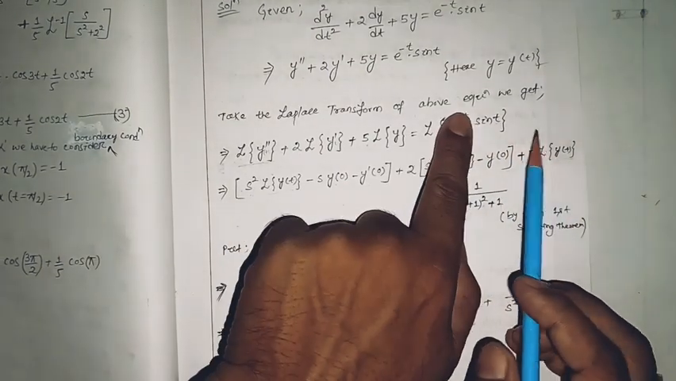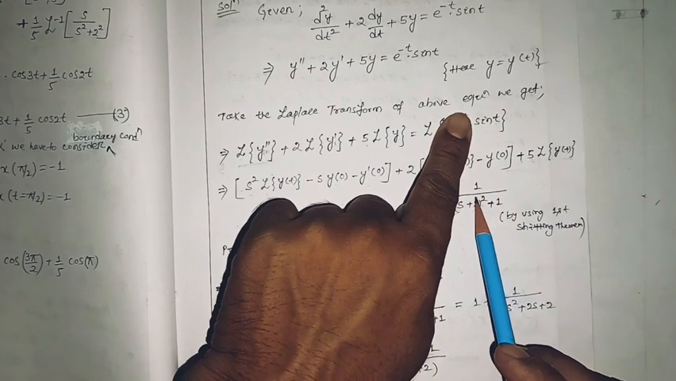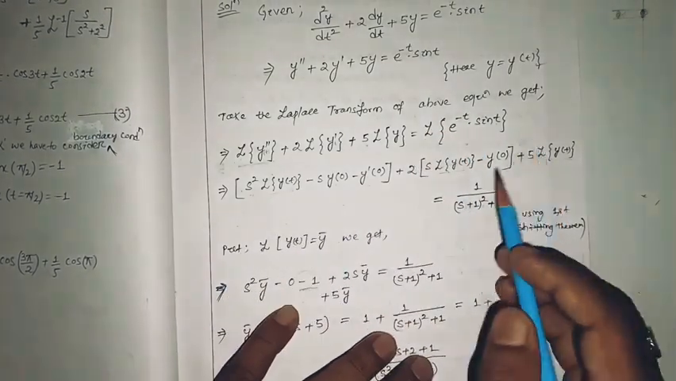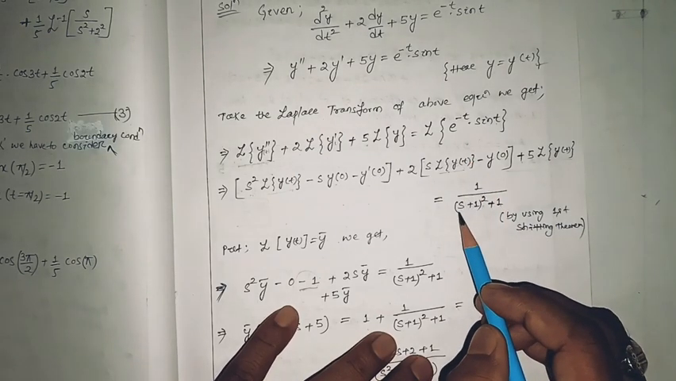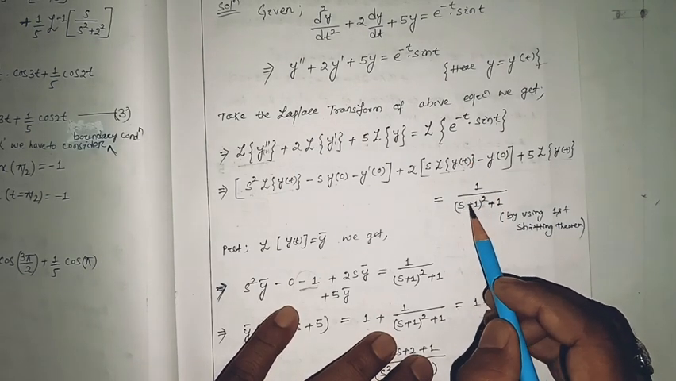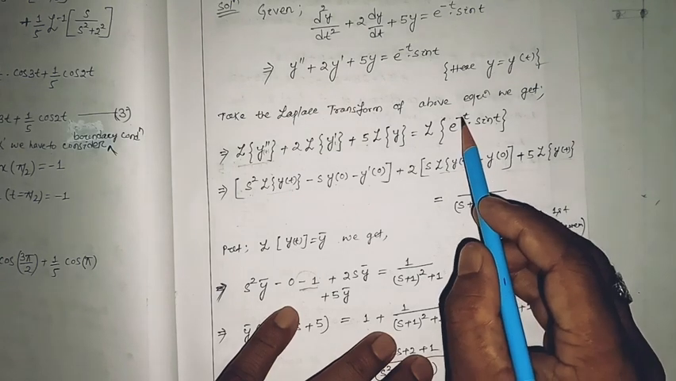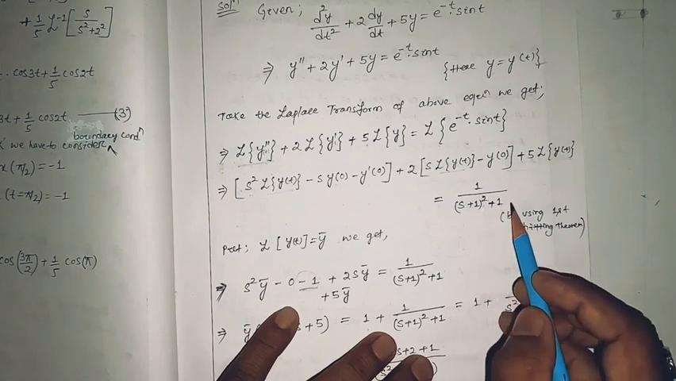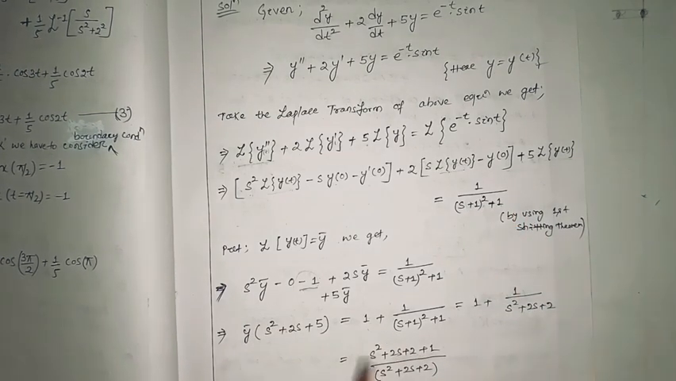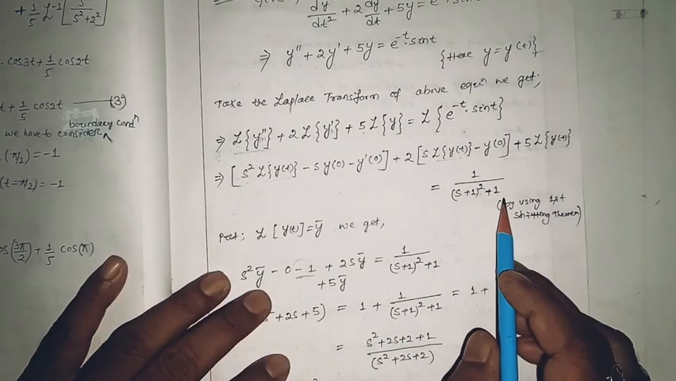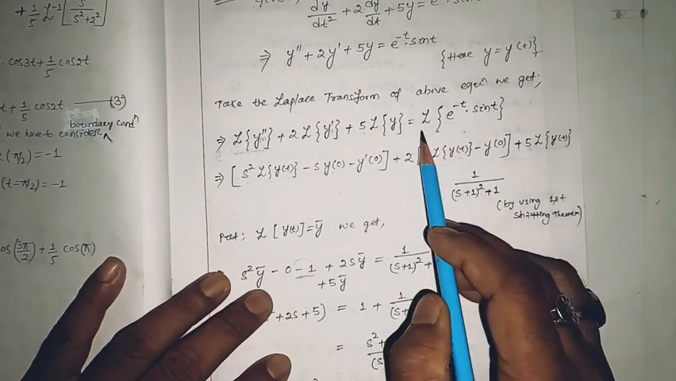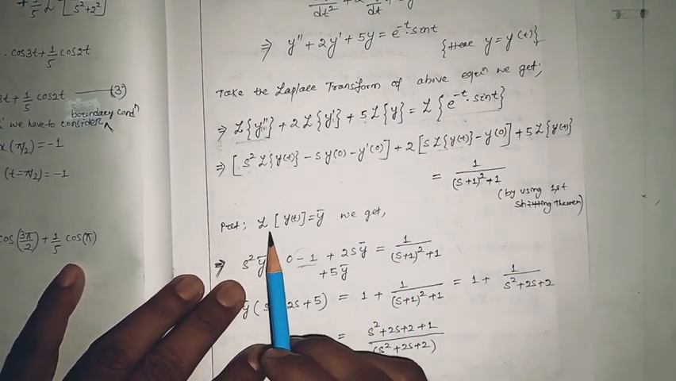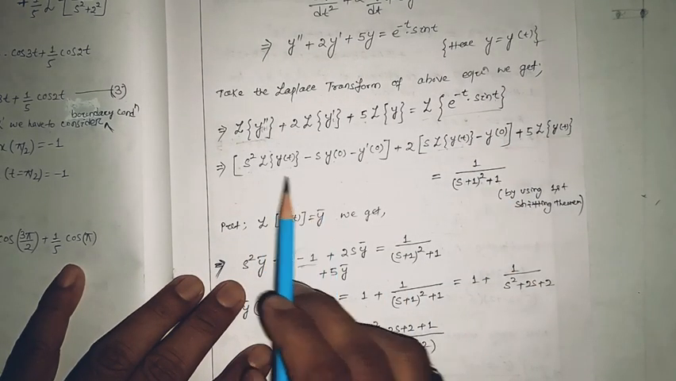See, if we have only sin t, the answer will be 1 by s square plus 1, but as e to the minus at is there, instead of s we have to write s minus a. Here a is -1, so s minus of -1 will be s plus 1, so we get 1 by (s plus 1) whole square plus 1. This is nothing but our first shifting theorem. By using the first shifting theorem, this will be the answer for the Laplace transform of e to the minus t into sin t.